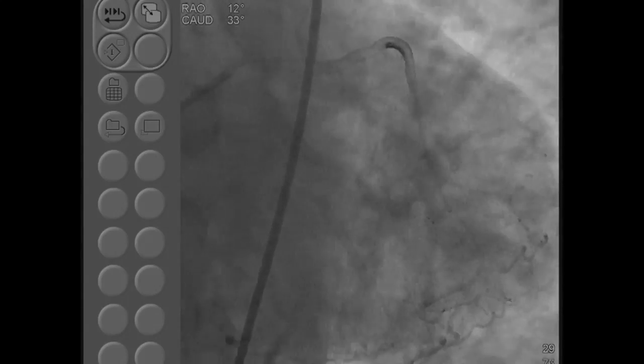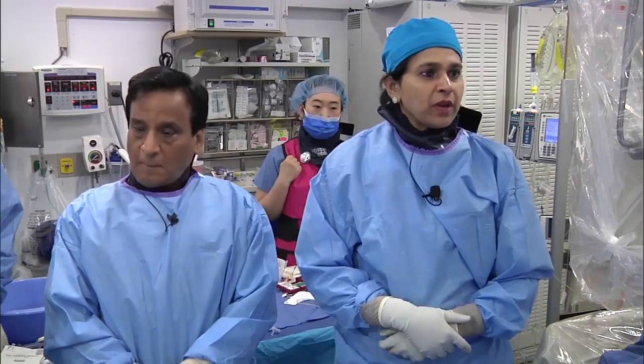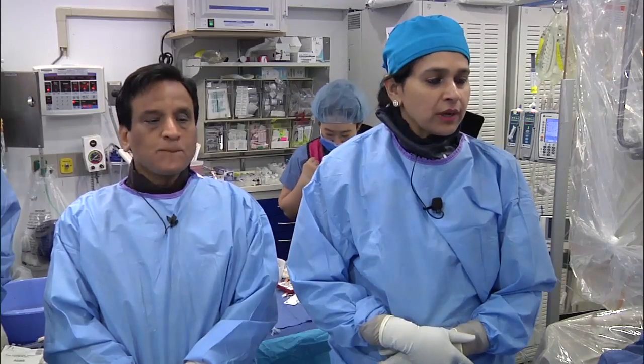And once you go through the various wire strategies, you don't have to have all the CTO wires in your lab. You just have to familiarize yourself that you start with a glide coated soft tip wire, whether it is a Fielder or a Fielder XT, or even if you are used to Whisper, any of these wires. So you go up to the CTO site with your soft tip wire, and here was the key. In the caudal view, you see the septal that's coming down, but the LAD was at about 11 o'clock position. That's where your entry had to be.